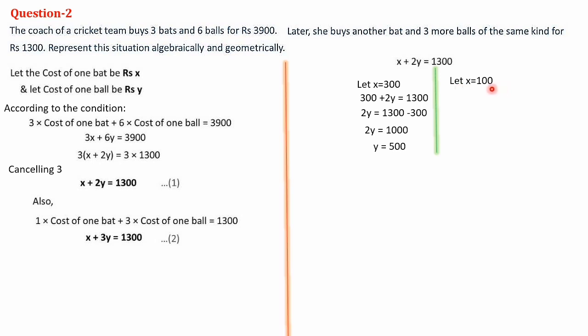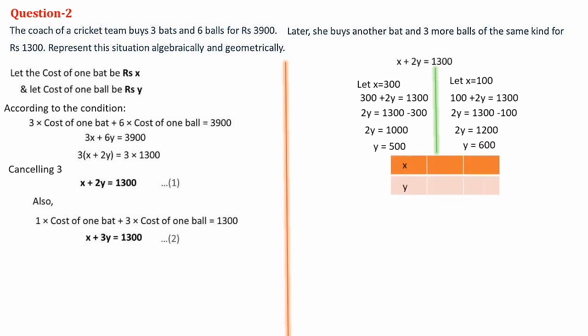Then again one more value we have to take, because minimum 2 points we need for drawing a straight line. So next point I am taking as x is equal to 100. When I am taking x is equal to 100, substituting 100, 100 plus 2y is equal to 1,300. From here 2y we can calculate. This 100 we can take to the right side. So 2y is equal to 1,300 minus 100. Then 2y is equal to 1,200. So y is equal to 1,200 divided by 2. When we take this 2 to the right side, it comes as divided by 2. 1,200 divided by 2 is 600.